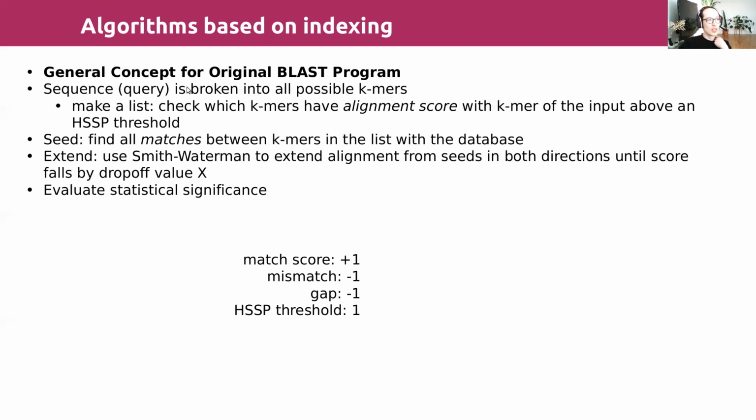So you're not just going to use the k-mers from the query, but you're going to use all k-mers that have a sufficiently high score, and just search for exact matches of those 3-mers in the database, so in the sequences that are contained in the database. And then when you find those matches, you extend them using a local alignment. And you do this until the score drops off by some value x, and then extract from that your hits, which are these high scoring regions that you've extended using Smith-Waterman.